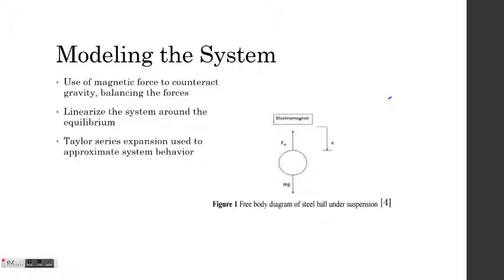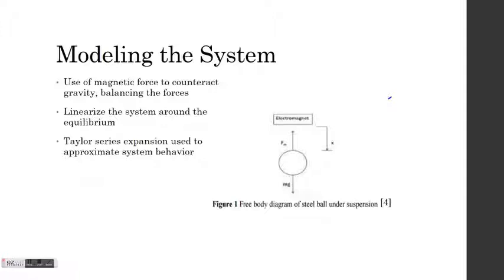Modeling the system. As mentioned before, the concept behind magnetic suspension is to use the magnetic force generated by the electromagnet to counteract the effect of gravity on the ball. Hence, we want these two forces to be balanced. When these two forces are balanced, there is an equilibrium point.